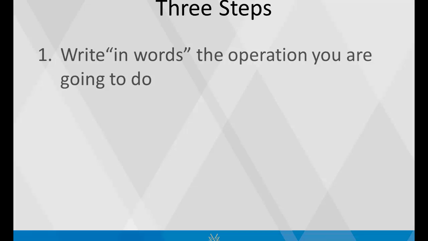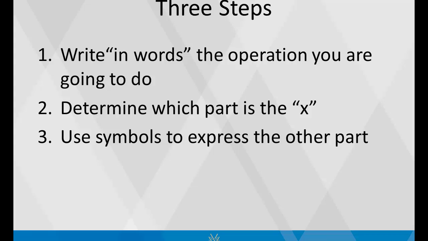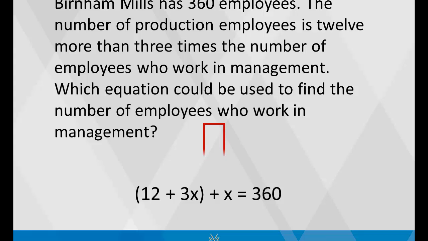Let's review the 3 steps. First, after reading the word problem, write in words the operation you're going to do. In an example similar to this one, you'll be adding 2 parts. Second, determine which part is your x. You will always have one part that you can represent with just the x. Third and last, use symbols to express the part that is not the x. Connect both parts, and you have your equation.